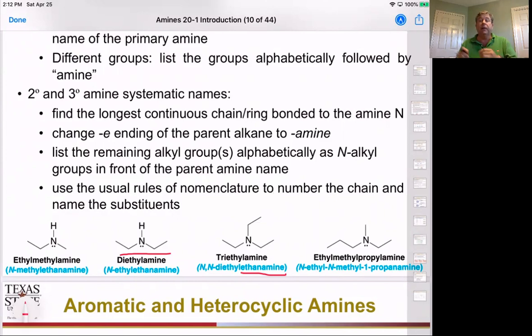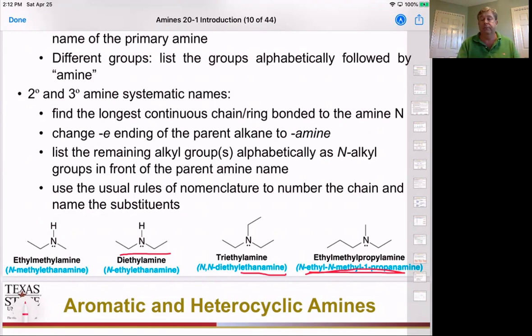If you have multiple nitrogens in the system, you have to actually number them, so you can have N, N, and N prime, denoting that you have 2 or more nitrogens in your system. Notice in a systematic name also, if you have multiple different substituents, you have to name them in alphabetical order. Being that the propane is the longest chain, we're going to have that as the parent, propanamine, and then we have to name the N-ethyl and then N-methyl.